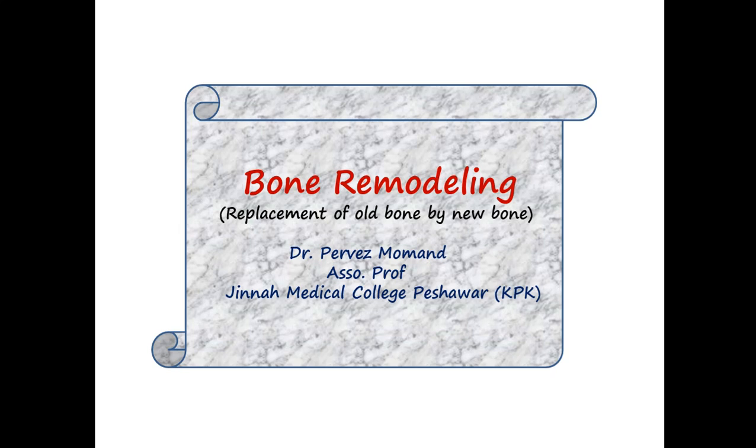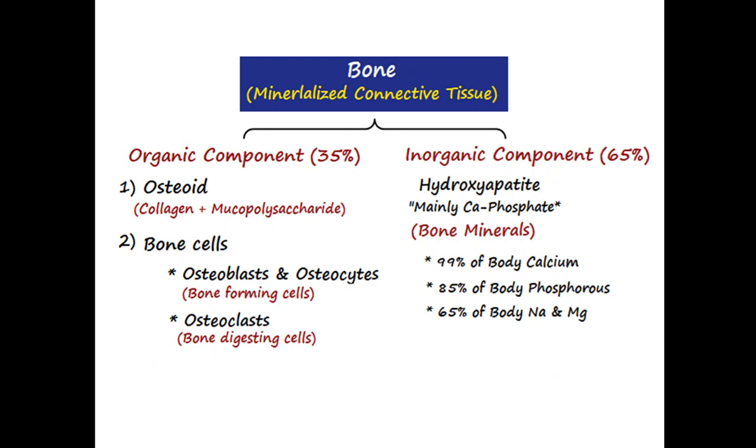Bone resorption, in which the old bone is digested and dissolved by the osteoclast cells in the bone, is followed by new bone formation by the osteoblasts. We know that the bone is a type of connective tissue, and it is a mineralized connective tissue.